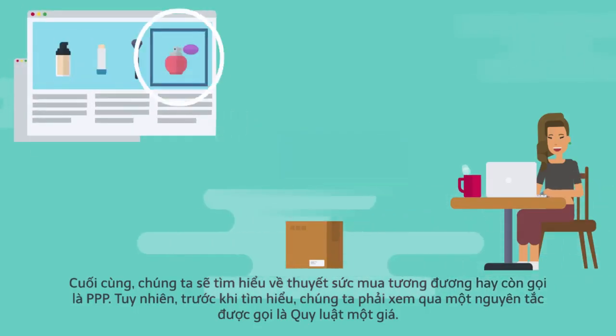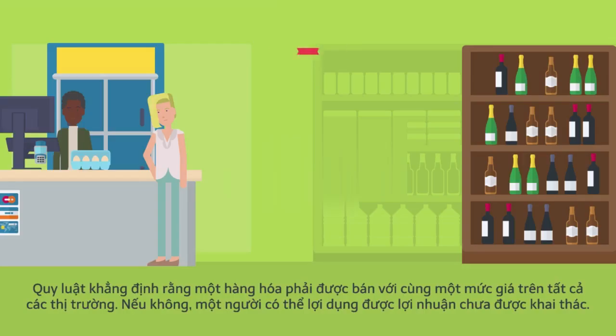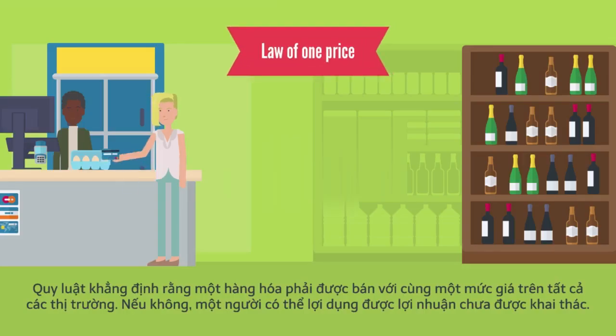Finally, let's discover the purchasing power parity theory, or PPP. Before we examine the theory, however, we must take a look at the principle called the law of one price. The law asserts that a good should sell for the same price in all markets, or else there would be a profit potential that would go untapped.